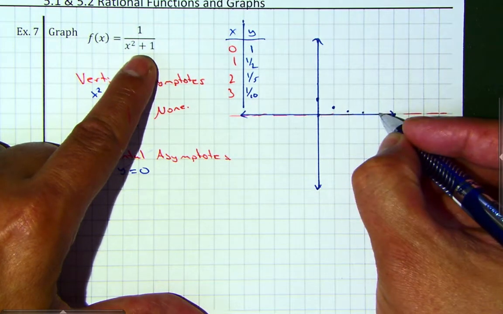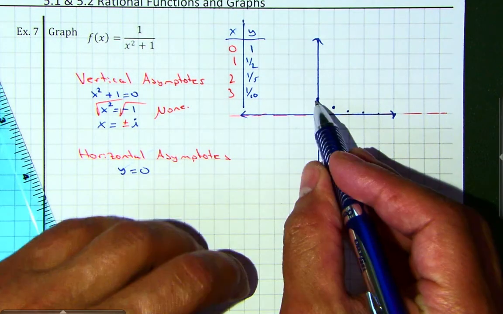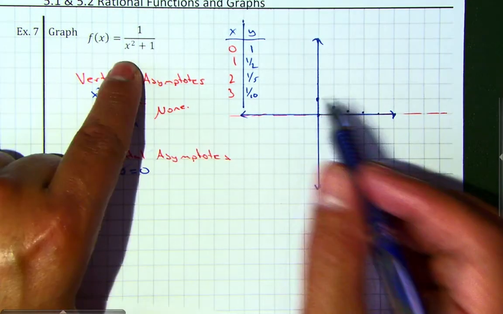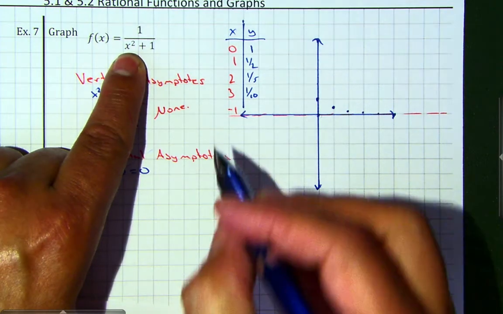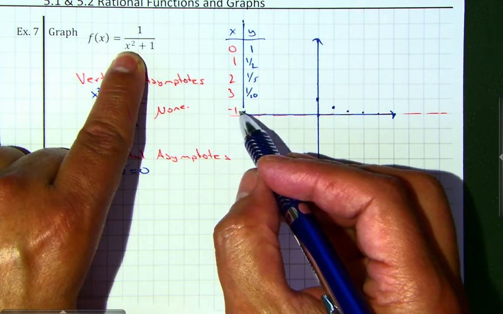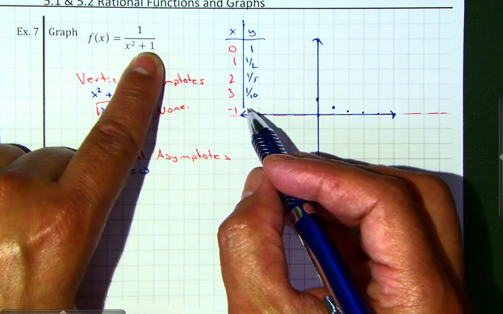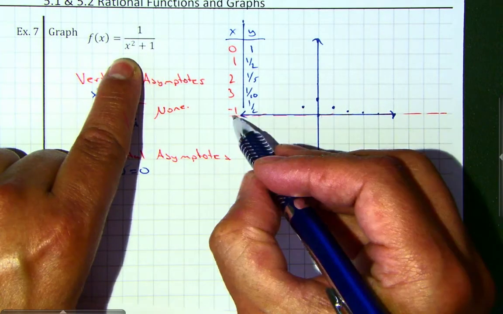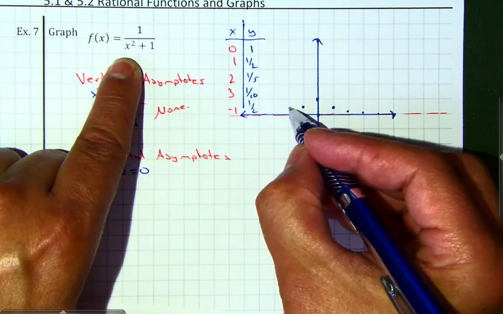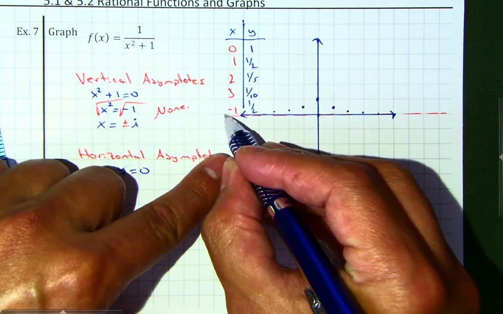And so on. So it's going to look something like this on this side. On the left hand side, if you plug in a -1, it's going to be square. So the -1 squared is 1, plus 1 is 2, so it'll be 1/2. Plug in a -2 will give you 1/5. So therefore, this graph looks something like this.